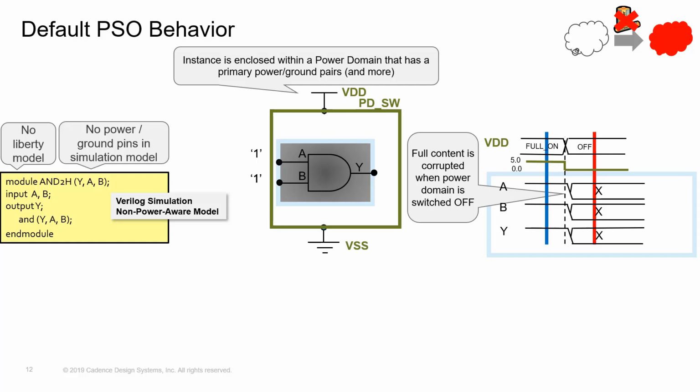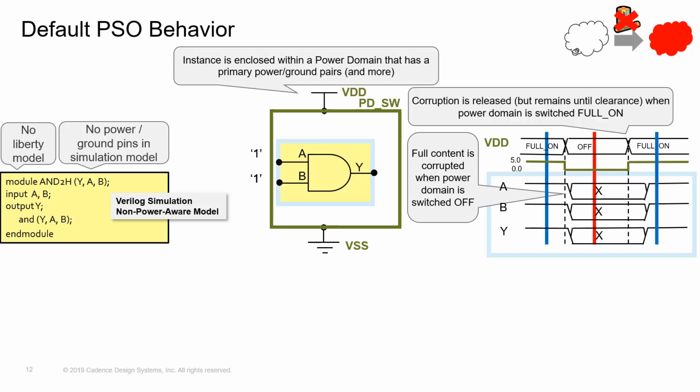And then, at a point in time, you are supposed to resume your activity, meaning that VDD will be back fully on, your domain will be alive again, and then we will no longer force the corruption, meaning that the corruption will be released. But the corruption will still be there until you apply a reset scheme, until you apply an isolation, until a number of things.